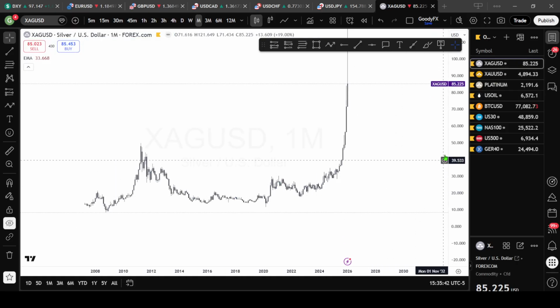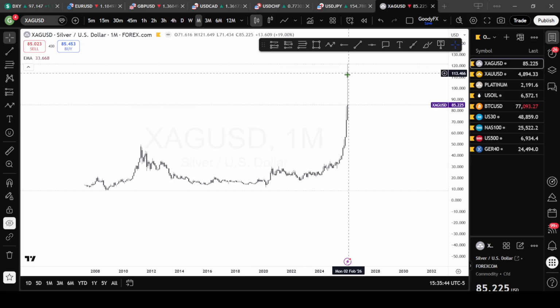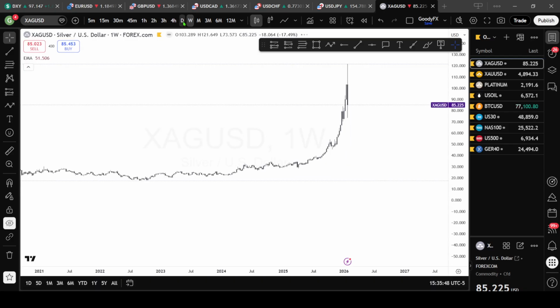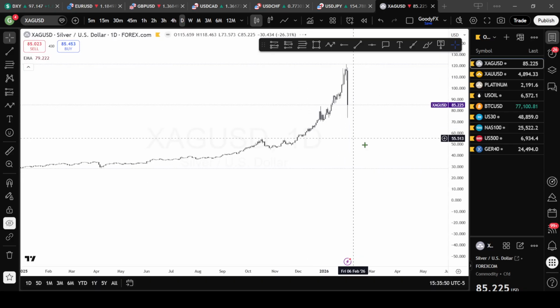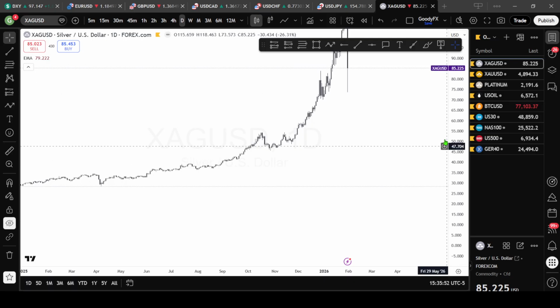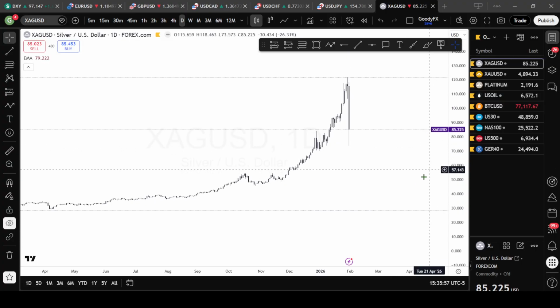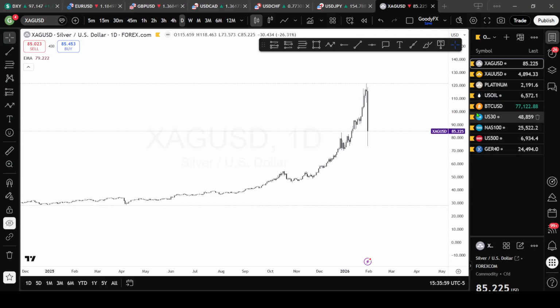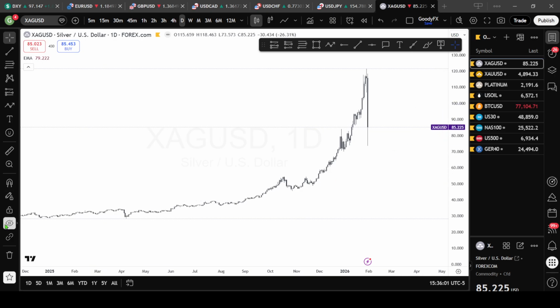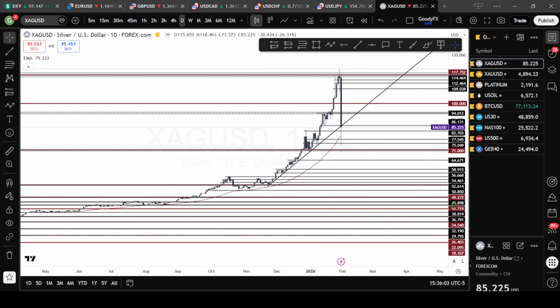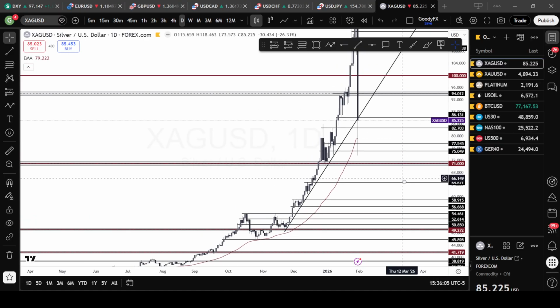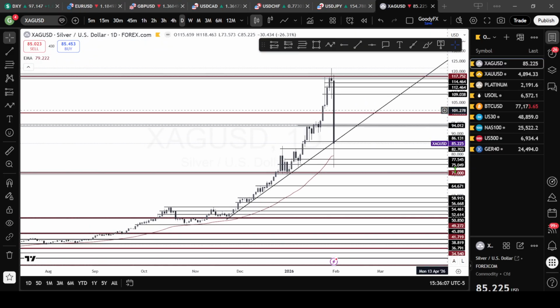So yeah, let's just tread carefully. This chart looks really dangerous, but based on the uncertainty going on now, silver and gold are kind of safe havens for uncertainty. So yeah, let's just trade carefully. Market is no respecter of anybody.